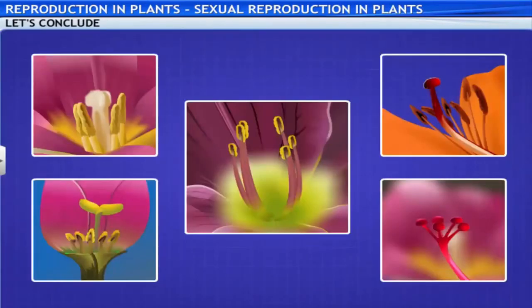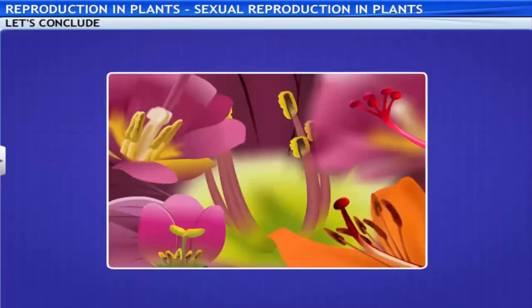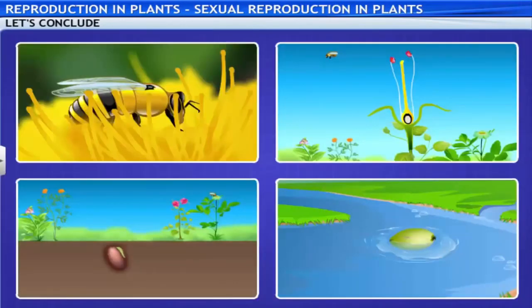Congratulations! You have successfully completed this lesson on sexual reproduction in plants. You will now be able to identify the reproductive parts of a flower and describe the process of sexual reproduction in flowering plants.